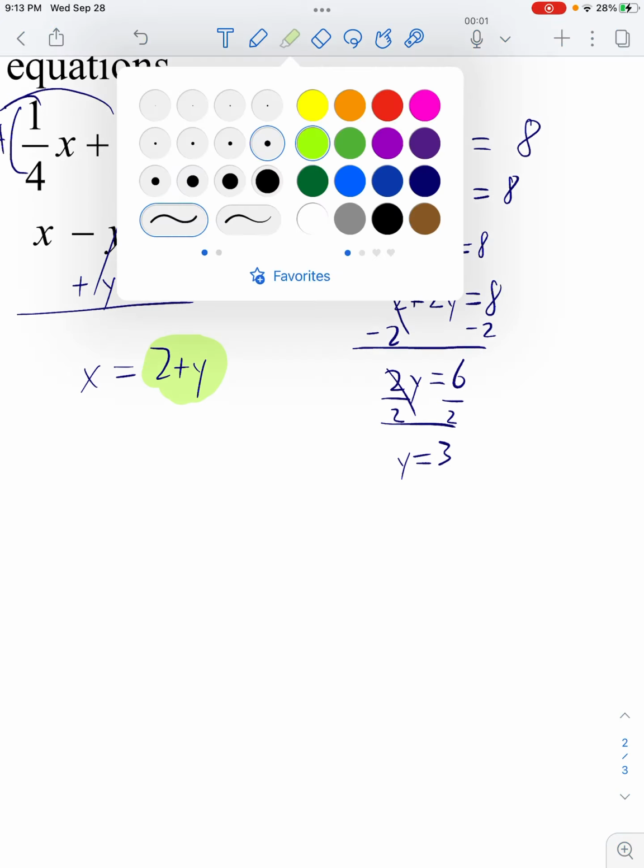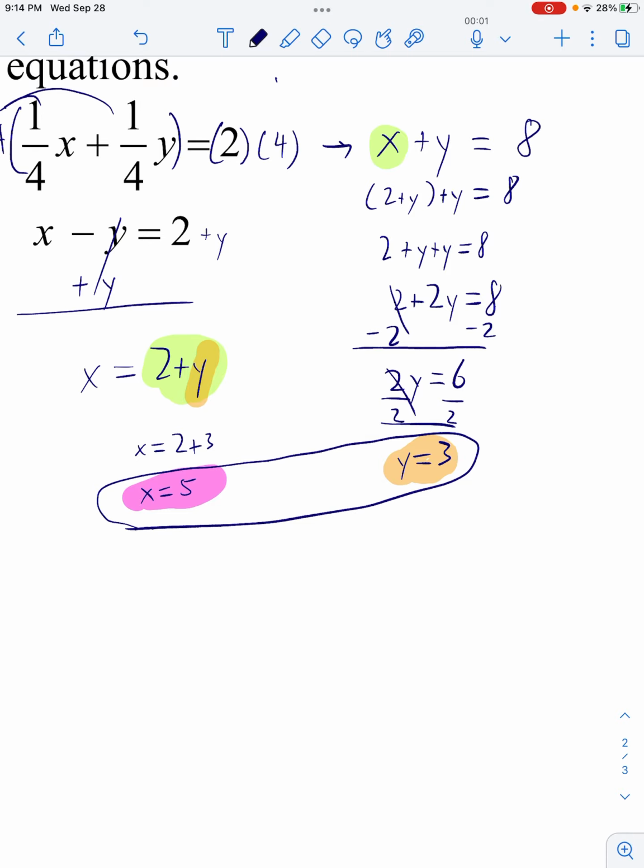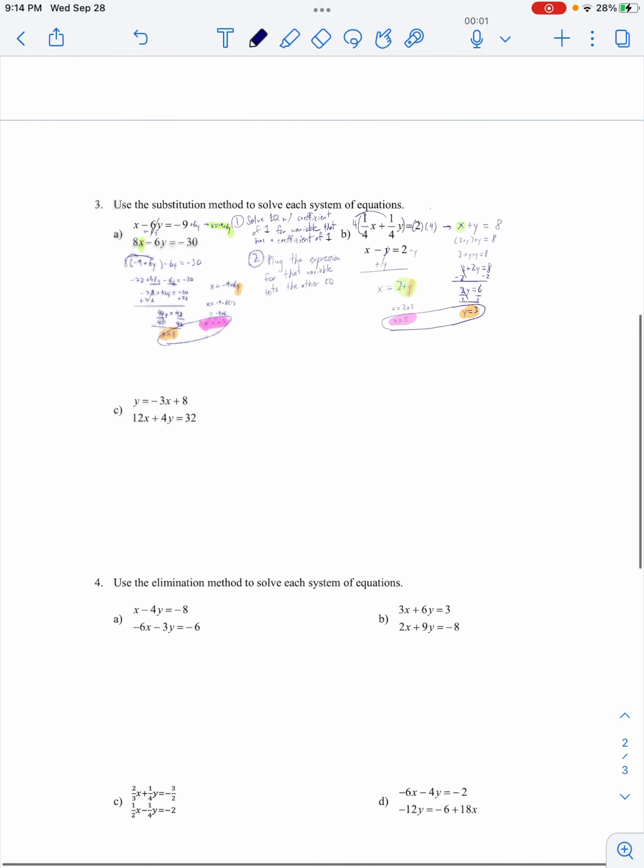So then we're going to take this number for y and sub that up into y over here, okay? So we're going to get x equals 2 plus 3, or x equals 5, okay? There we go. Final answer right here. x equals 5 and y equals 3. That's my final answer, okay?